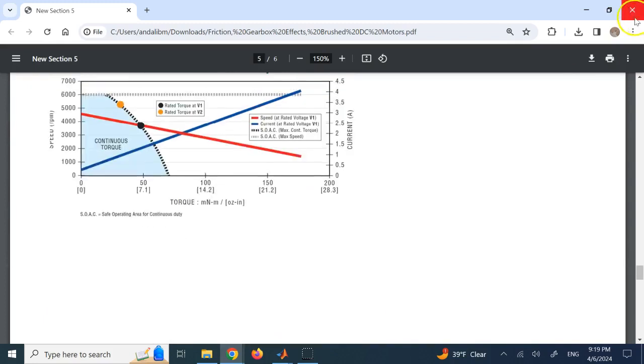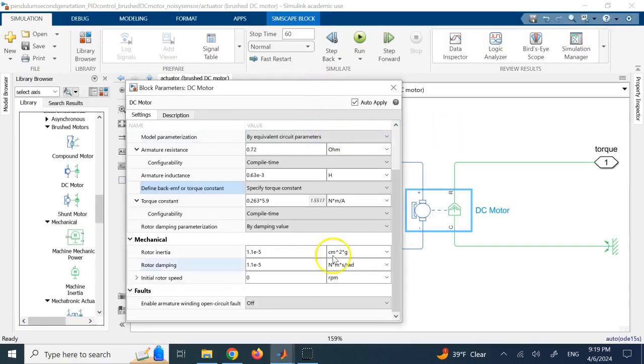So here I'm using the data from a real DC motor, and I plug them all in here. The only thing you see I have changed here is the torque constant. I multiplied it by 5.9, and that is the gear ratio, because this DC motor block does not have a field for a gearbox ratio, which can bump up the torque and reduce the RPM.